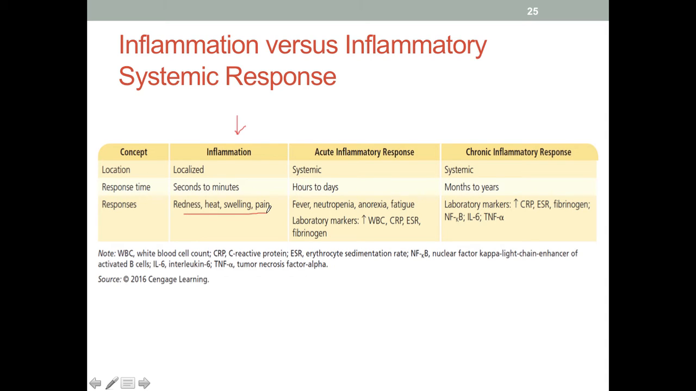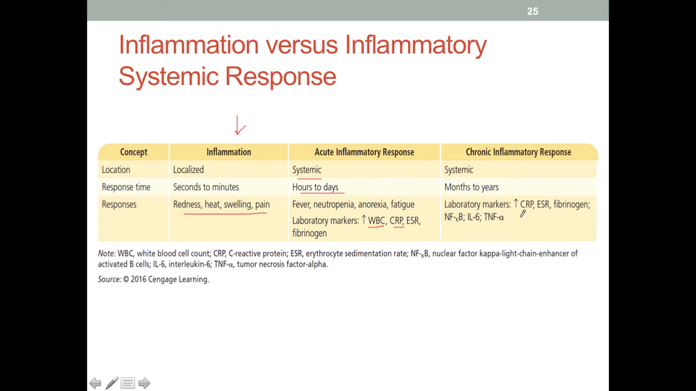If we are talking about an acute inflammation response that is going on in the whole system, it could take hours to days to develop. We would see a fever and fatigue, lack of appetite, an increase in white blood cell count, an increase in CRP, which is an inflammation marker, and things like that. This would be the case if there was a severe active infection or maybe in some traumas, for example.